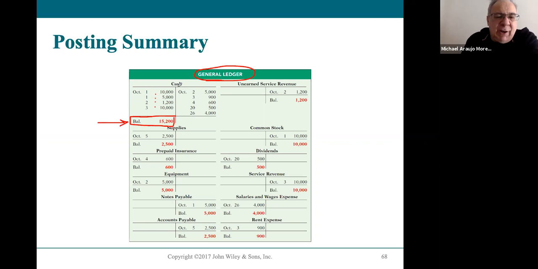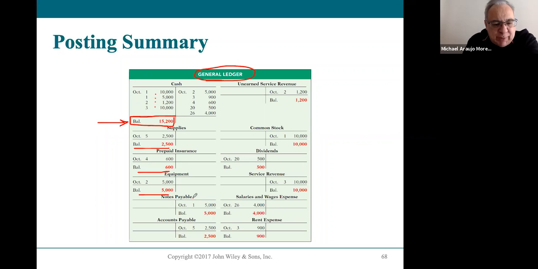Cash is an asset account, increases on the debit side, so the balance is going to be on the debit side. Supplies, prepaid insurance and equipment are also assets, but only one thing happened, so that was also the balance. Notice the balances are all on the debit side of these accounts because these are asset accounts. Asset accounts have balances on the debit side.